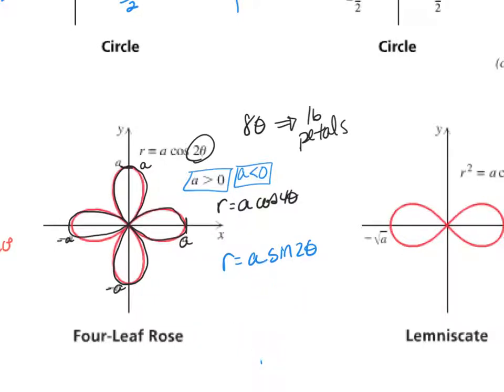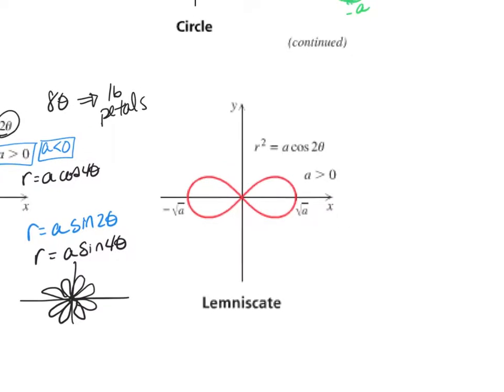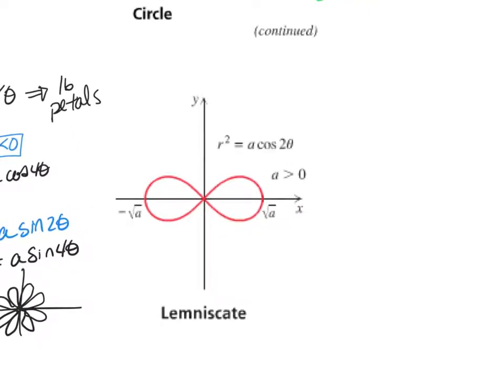And then if I would have had r is equal to a sine 4 theta, then I'm going to have 4 petals. 1, 2, 3, 4, 5, 6, 7, 8. I'll have 8 petals. And so it's going to look something like that.